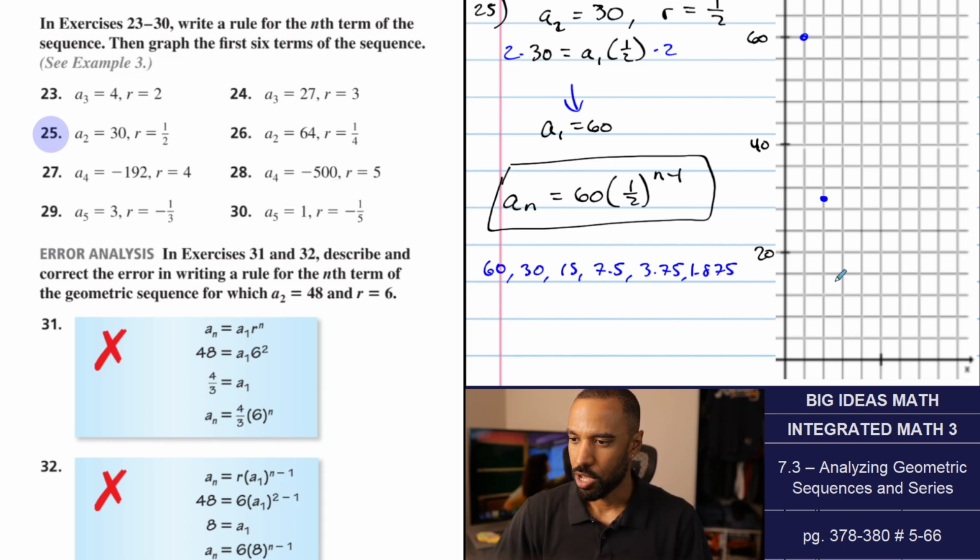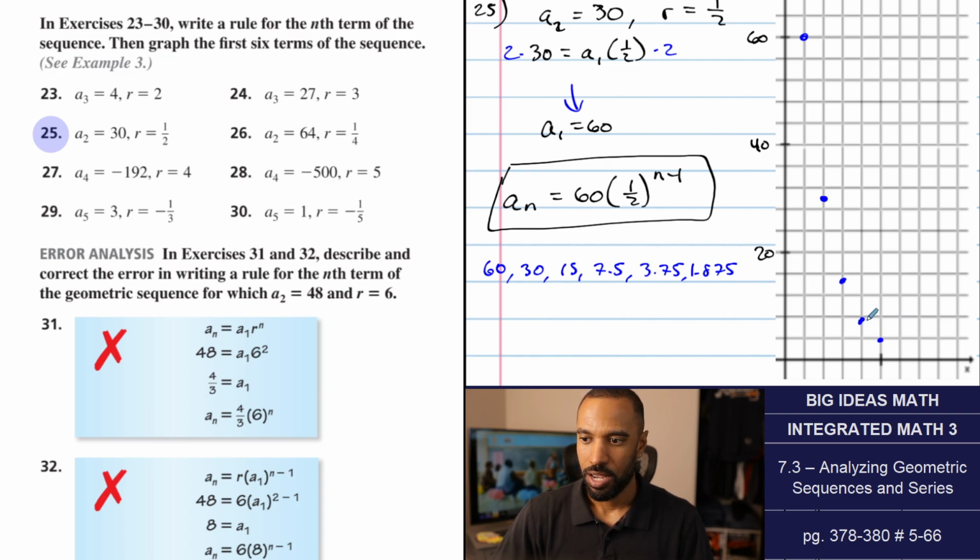This is 15. 4, 8, 12, 16. 15 is 3/4 of the way up. Nothing I do that's too pretty here. 7.5 is right next to 8 pretty much. 3.75 is really close to 4. And then 1.875 is really close to 2, just under halfway between 0 and 4, so like that.